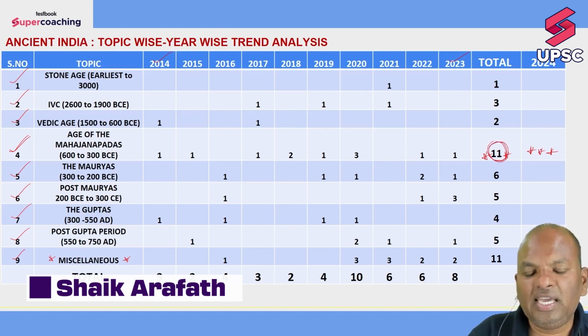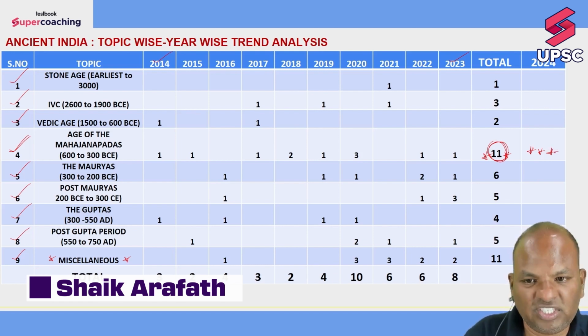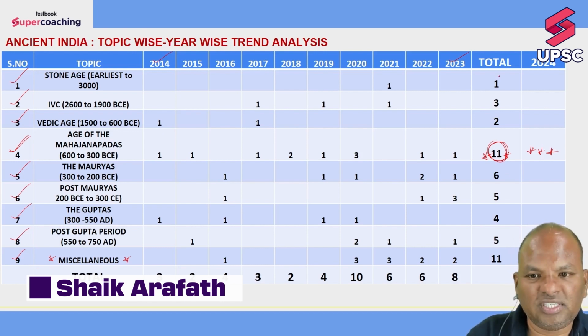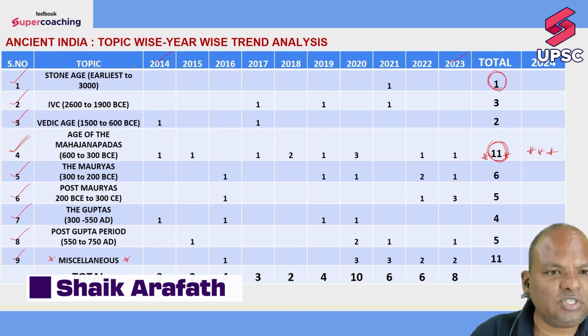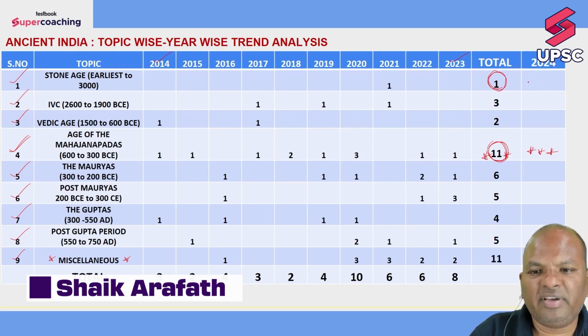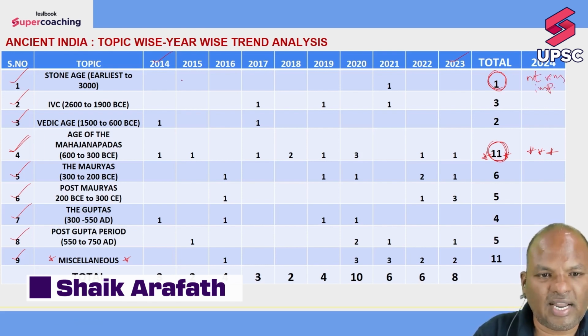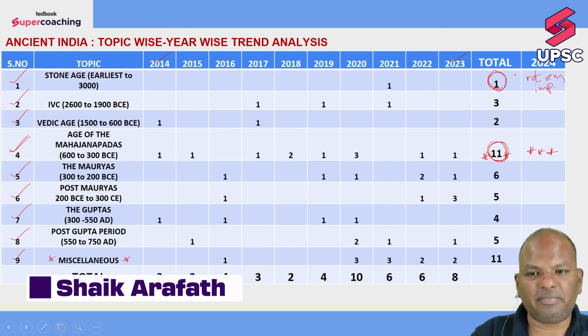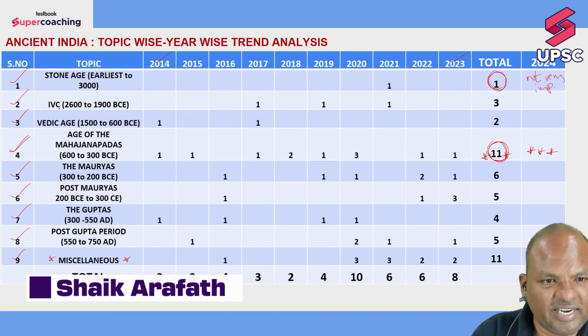So even for this year, that is 2024 prelims, there is a possibility that there may be a question from this particular chapter. Then the least number of questions came from the first chapter, that is the Stone Age. In the last 10 years, only one question came from this particular topic. So this area may not be very, very important, because in the last 10 years, only one question came in the UPSC prelims examination. But take a look at the second chapter, that is Indus Valley Civilization.